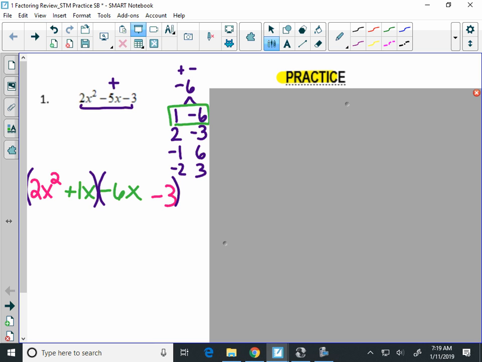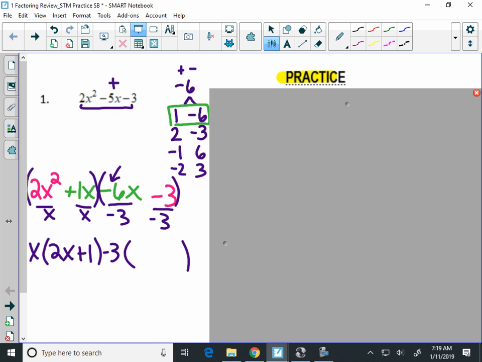So I find a GCF for each group. 2x squared and x have an x in common. So I pull out the x and I'm left with 2x plus 1. Here, notice my third term is negative, so my GCF is going to be negative. And it looks like between -6 and -3, I'm going to pull out a -3.